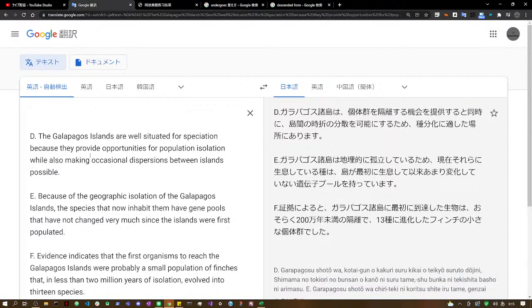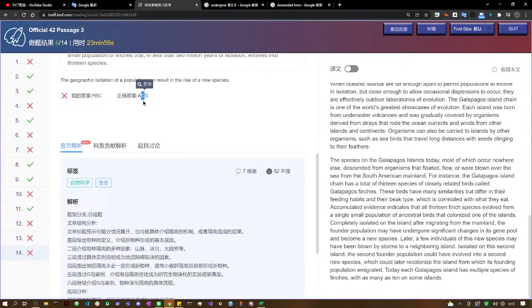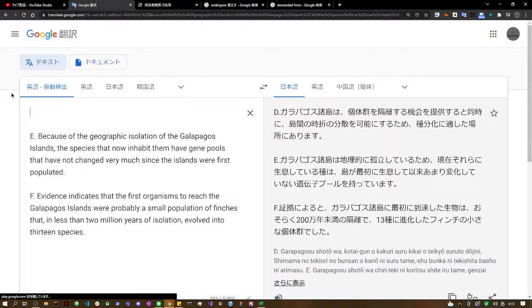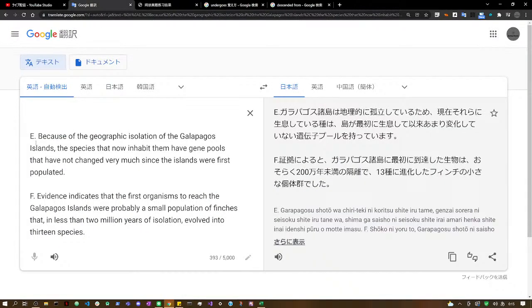The Galapagos Islands are very suitable for isolation because they provide opportunities for population isolation while making gradual dispersion between island populations possible. これ D ちゃう。こういう時ってだいたい D だ。Because of the geological fluctuation of the Galapagos Islands, the species that now inhabit them have gene pools that are not changed very much.